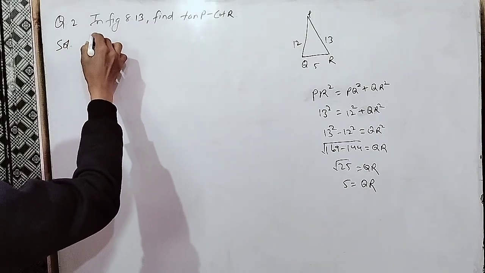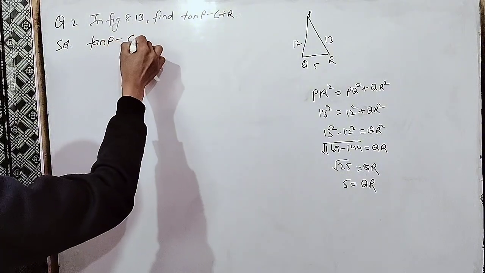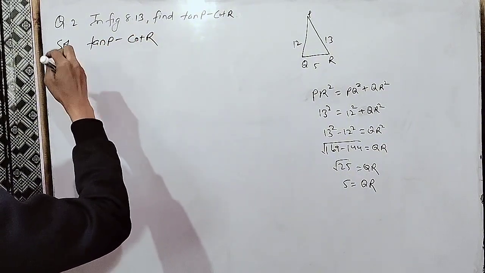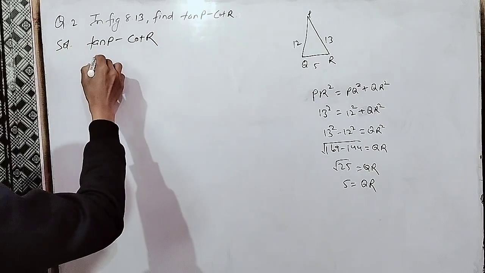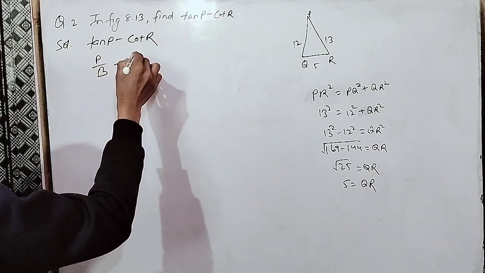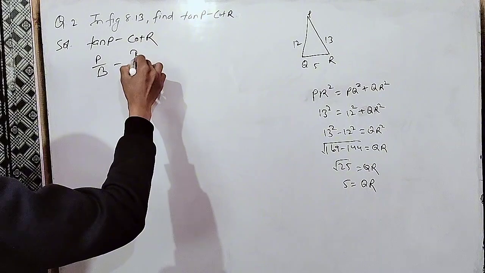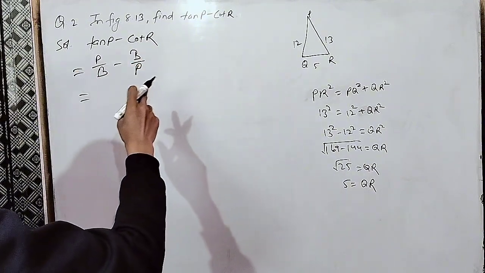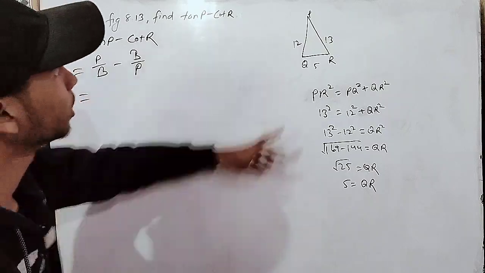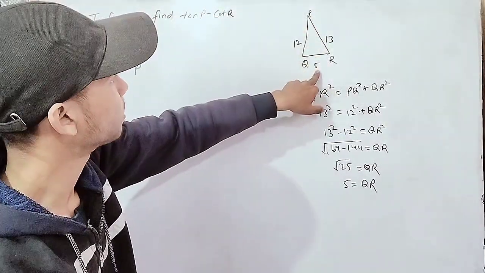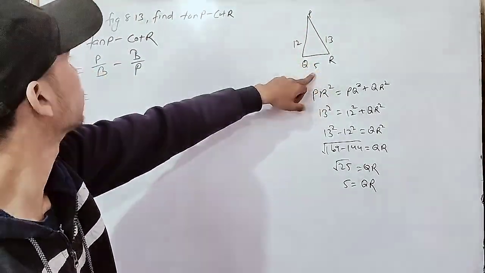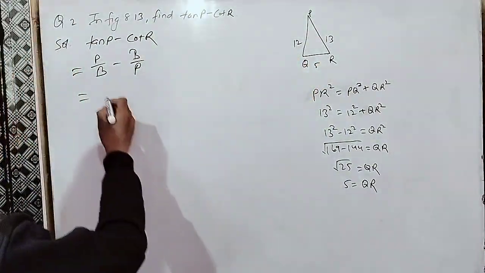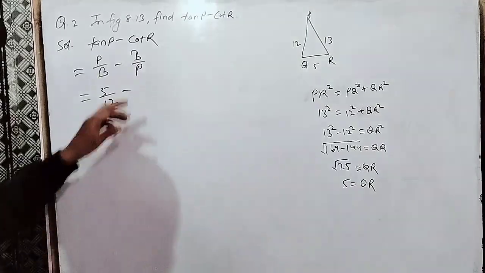Let's solve it. tan P minus tan R, clear? What is tan P? It is perpendicular by base, so P by B. Here the value of tan P: this is the perpendicular and this is the base. So perpendicular by base is 5 by 12. Now, tan R.